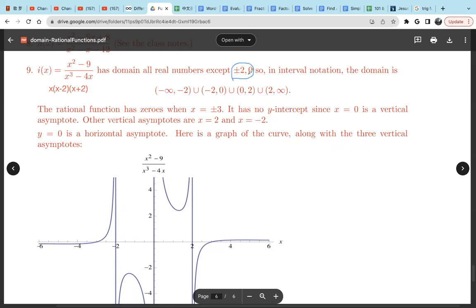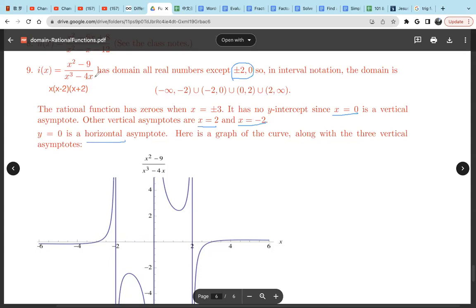Those 3 values are not in the domain, so it creates 3 vertical asymptotes, right? One vertical asymptote is the y-axis, which has another name, x equals 0. And then a vertical line x equals 2, and a vertical line x equals -2. So we have 3 vertical asymptotes.